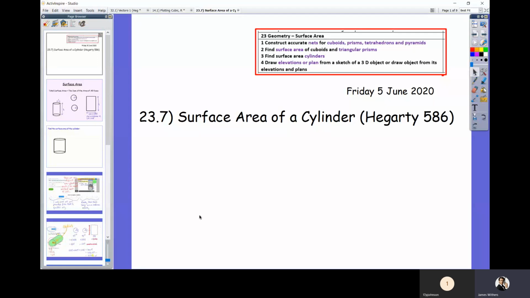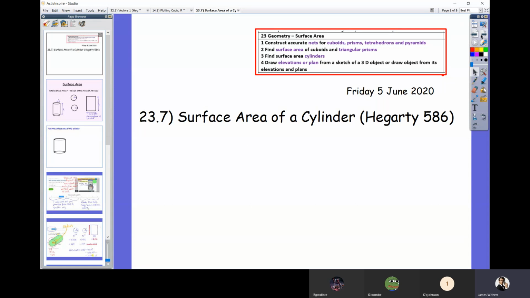Now, before we get going, this is a very difficult topic, okay? This is tricky. So give it your best shot, but don't overly worry if you're not that successful with this one. We will visit it again, and it's right at the top end of where we need to be. So what we're trying to do here is work out the surface area of a cylinder.